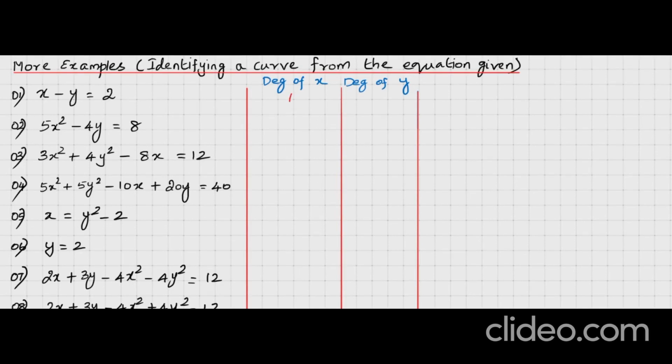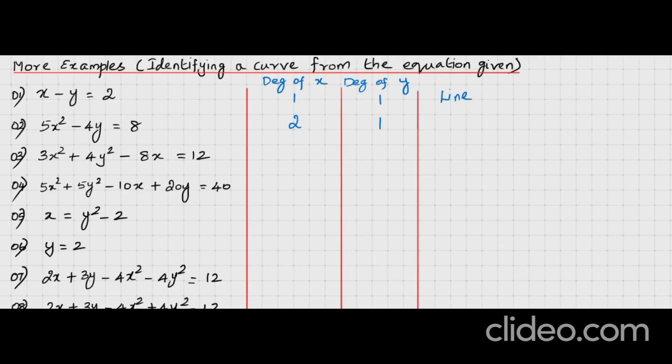Here, what is the maximum degree of x? 1, as well as the maximum degree of y, 1. So if both the degrees are 1, it represents a line. Now take problem number 2. What is the maximum power of x here? The maximum power of x is 2, and the maximum power of y is 1. That is what we refer to as degree.